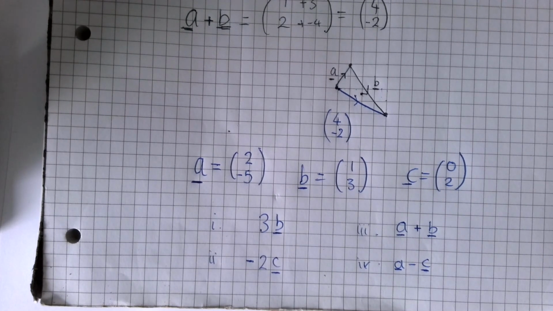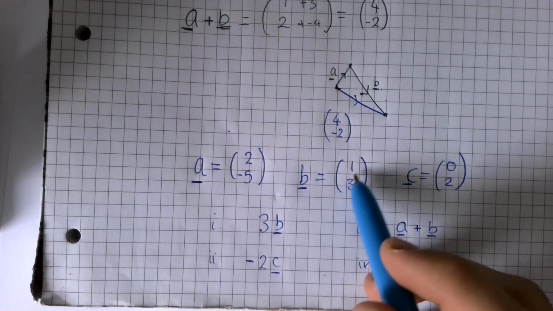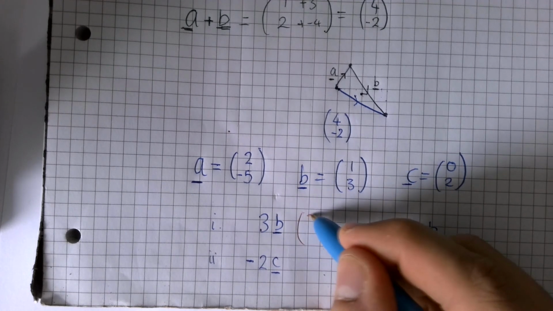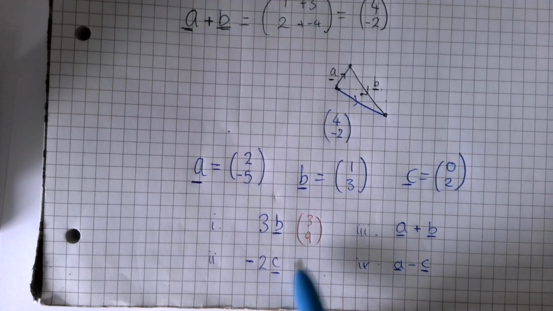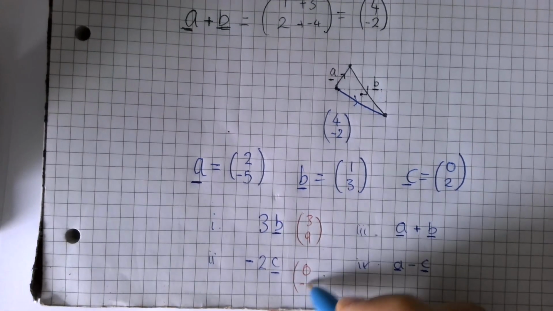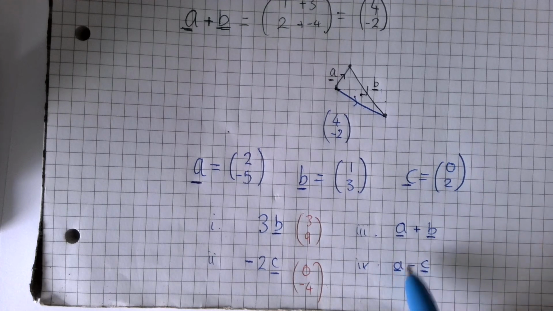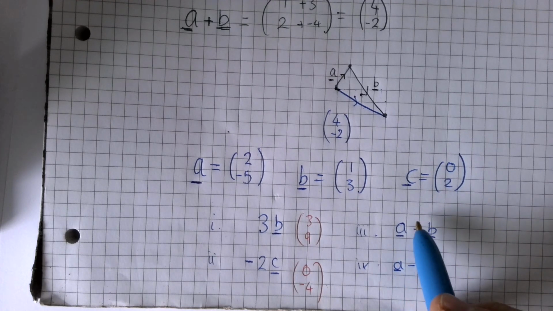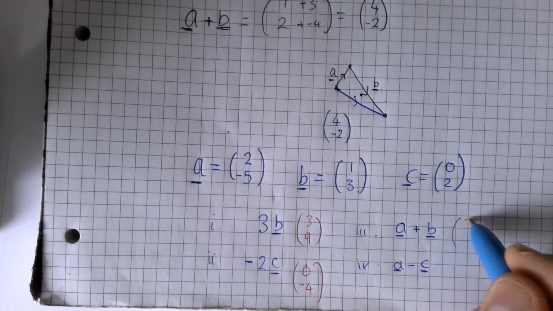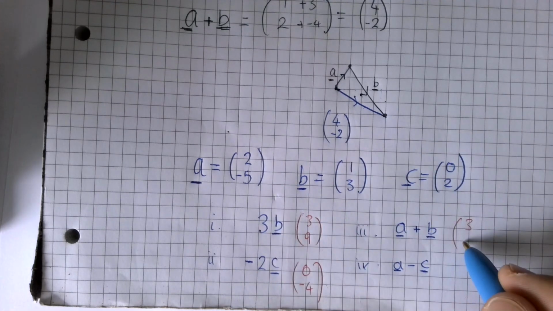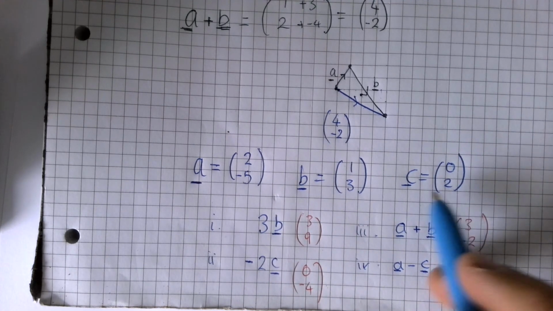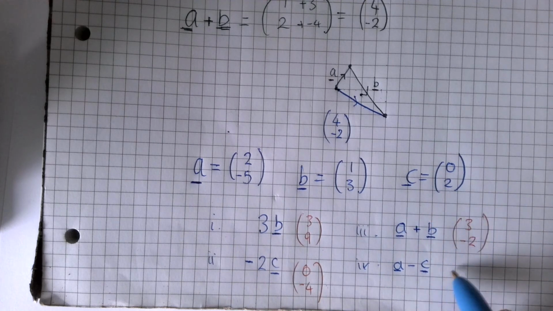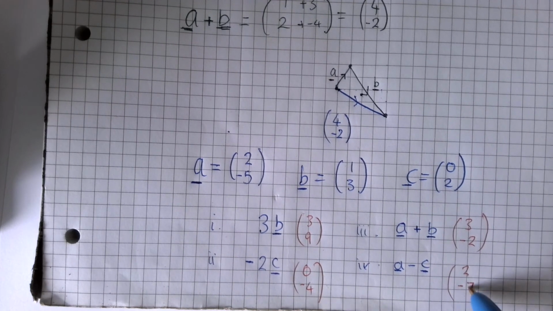Okay, so I'm just going to go through those answers. 3 lots of vector B is going to be 3, 9. Minus 2 lots of vector C is going to be 0, minus 4. Vector A plus vector B is going to be 3, minus 2. And vector A take away C is going to be 2, minus 7.